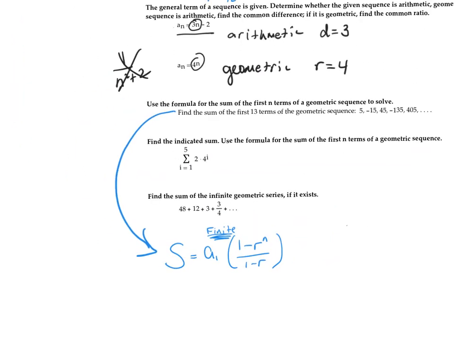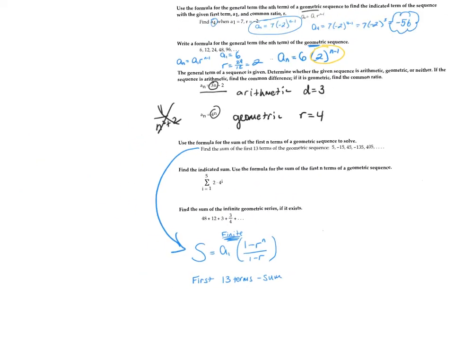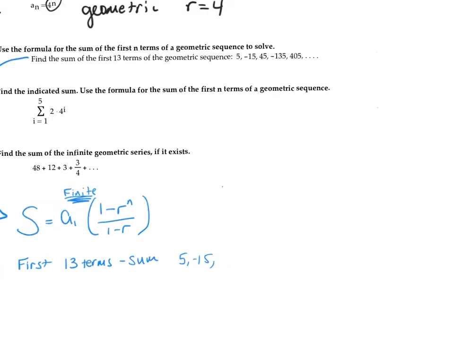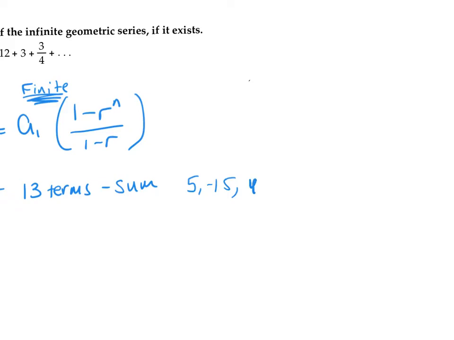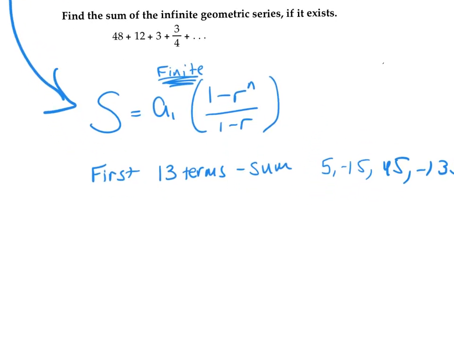In this case, they want the first 13. I'm just going to jot down some notes from the question so I don't have to keep going up and down. First 13 terms. I want the sum of the first 13 terms, and my sequence is 5, negative 15, 45, negative 135. You guys with me on this one? What are the 2 things you need in order to plug into this formula? I need 2 pieces of information. Your first term and your ratio. So this is easy, we can figure this part out.